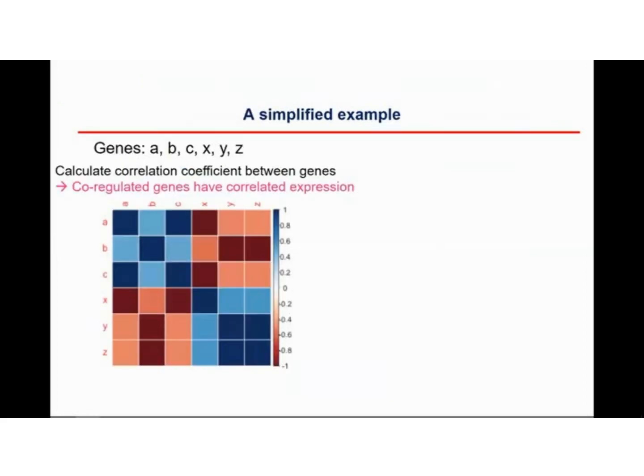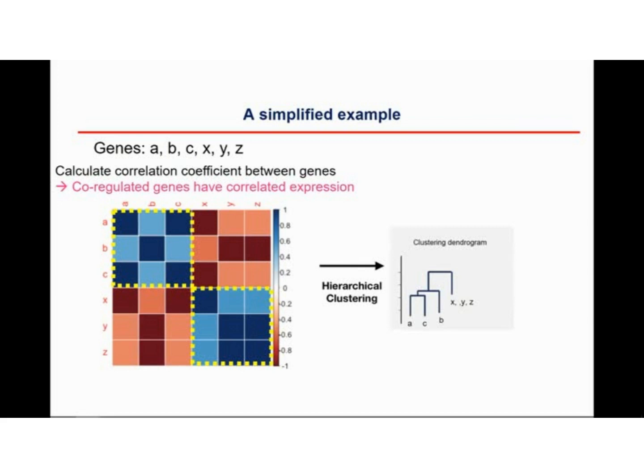In a simplified example, assuming we have 6 genes here, A, B, C, and X, Y, Z, we can calculate the correlation coefficient between genes. We base this on the assumption that co-regulated genes will have correlated expression. Once we calculate the coefficients, you can see that genes A, B, C are highly correlated with each other, while X, Y, Z are highly correlated with each other. With these numbers, we can perform clustering and plot the clustering dendrogram.